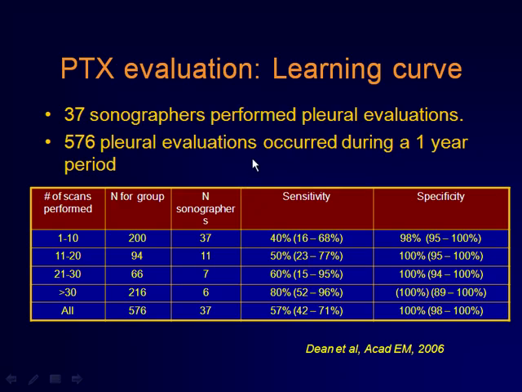We also assessed the learning curve and found that there actually appeared to be one during the people's evaluation of the pneumothorax with different amounts of experience. For the first 10 scans, we found the sensitivity of the test was 40%, and we had an apparently strong linear relationship between the number of scans performed and the sensitivity of the operator. Again, we found that specificity was almost 100% in our series.